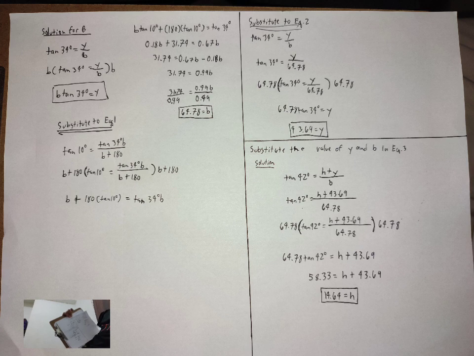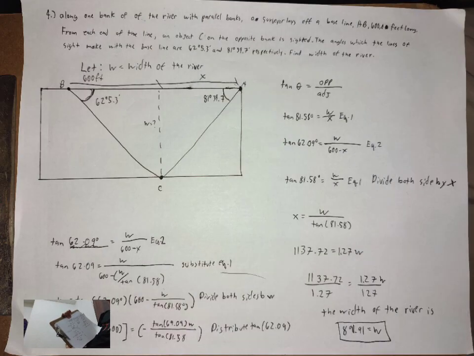Solution. Tangent 42 degrees equals (H plus Y) over B. Tangent 42 degrees equals (H plus 43.69) over 64.78. So 64.78 multiplied by tangent 42 degrees equals (H plus 43.69) divided by 64.78 multiplied by 64.78. So 64.78 tangent 42 degrees equals H plus 43.69. So 58.33 equals H plus 43.69. So the answer for height is 14.64.